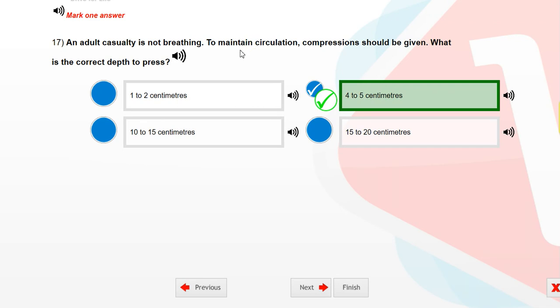An adult casualty is not breathing. To maintain circulation, compressions should be given. What is the correct depth to press?